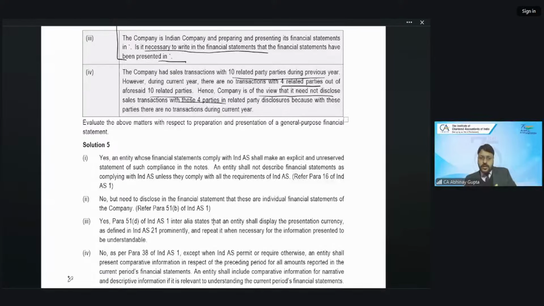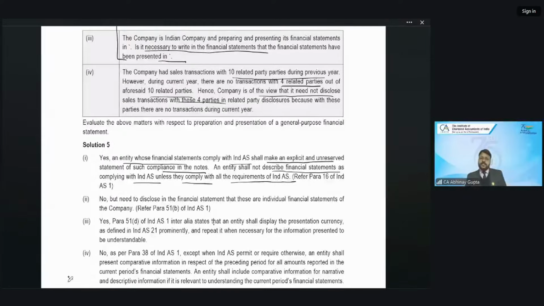Nothing. In the financial statements, an entity whose financial statements comply with the Ind ASs shall continue to make an explicit and unreserved statement of such compliance in the notes. An entity shall not describe financial statements as complying with the Ind ASs unless they comply with all the requirements of the Ind ASs. Right now, because the auditors are qualifying that the financial statements have not complied with two Ind ASs, the company needs to take the adjustment, right?